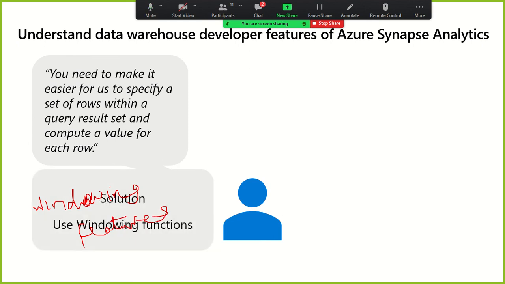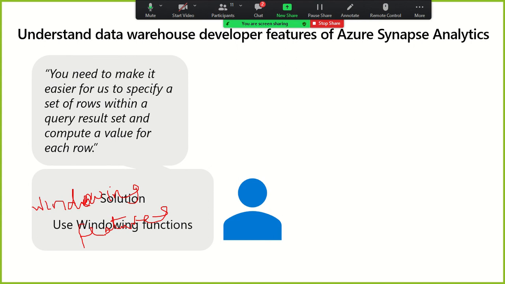Developers need a solution to be able to easily specify a set of rows within a query set and compute a value for each set of rows. To do that, you can use a windowing function. That will help to achieve that. Examples of windowing functions are count and maximum. So as part of your windowing functions, you have your aggregate functions, which are maximum, minimum, sum, distinct, standard deviation. You can use variance, you can use checksum.